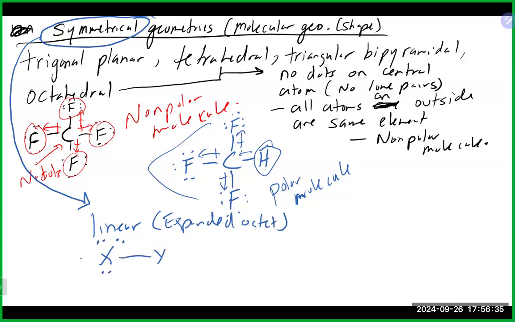This linear here, if you have that geometry and everything on the outside is the same, because it's linear, it's going to cancel out because they're going to be pulling opposites of each other or pushing. And these guys here, the non-bonding electrons, make a nice perfect triangle and they're going to cancel each other out. So this is one exception where you could have dots on the central atom and still be non-polar if you have all the same things on the outside.